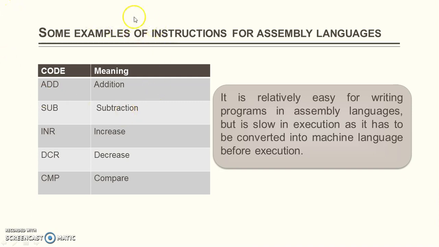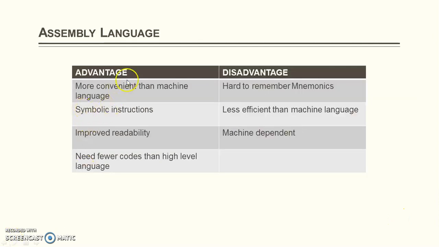And let's discuss some examples of instructions for assembly language. There are lots of instructions used in assembly language, like add, subtraction, INR for increment, DCR for decrement, CMP for compare, and etc. For assembly language, it is relatively easy to write a program, but it is slow in execution, because we need to convert this assembly code into machine language before execution. Okay, so let's discuss some advantages and disadvantages of the assembly language.